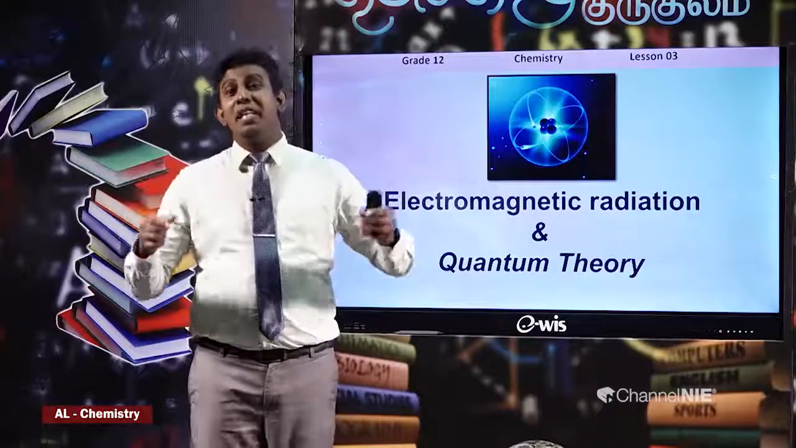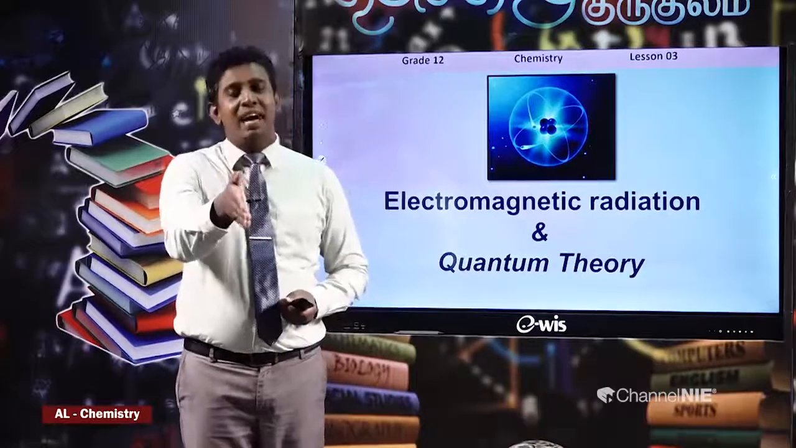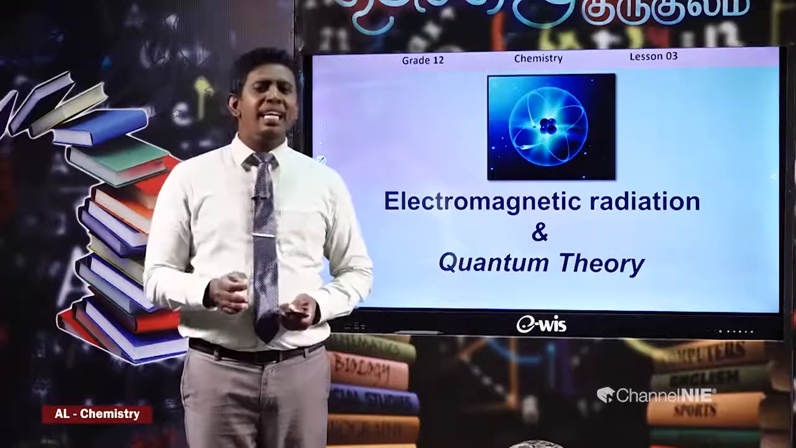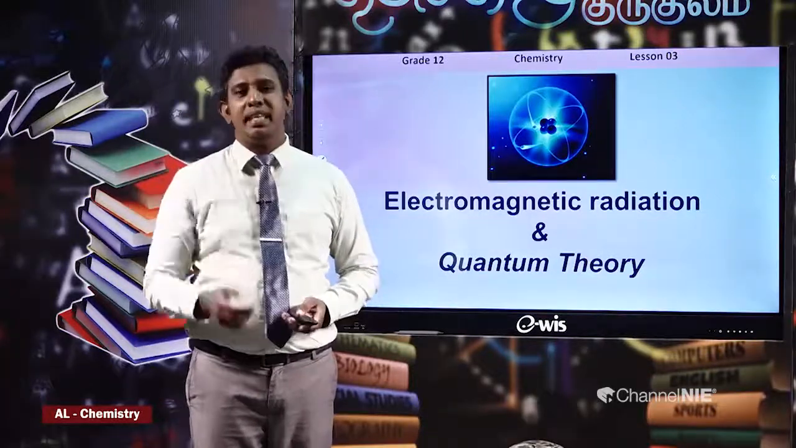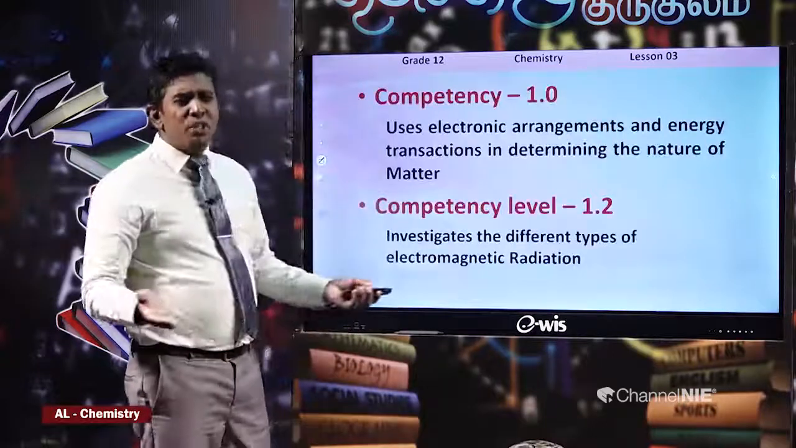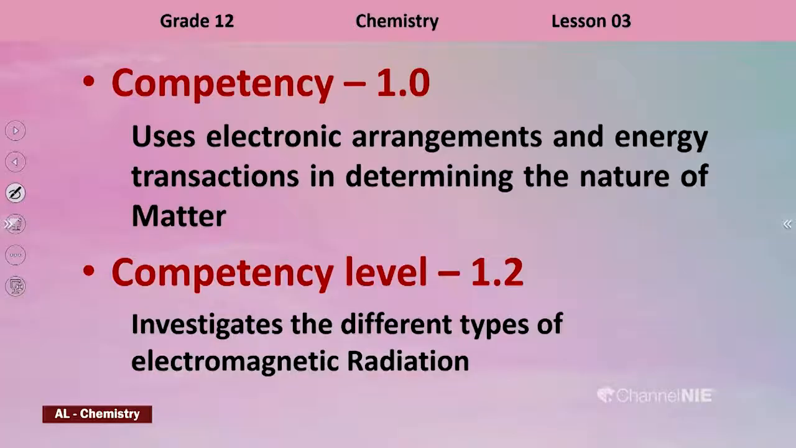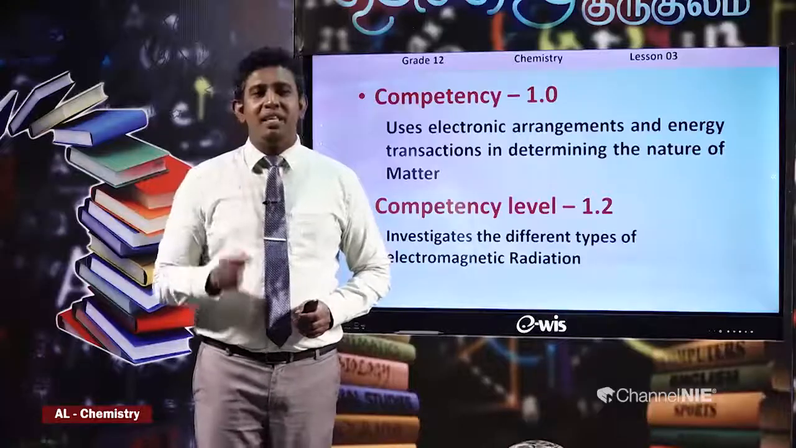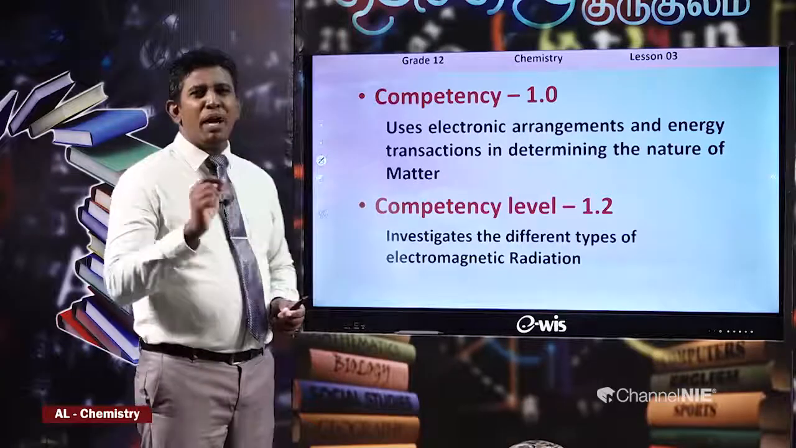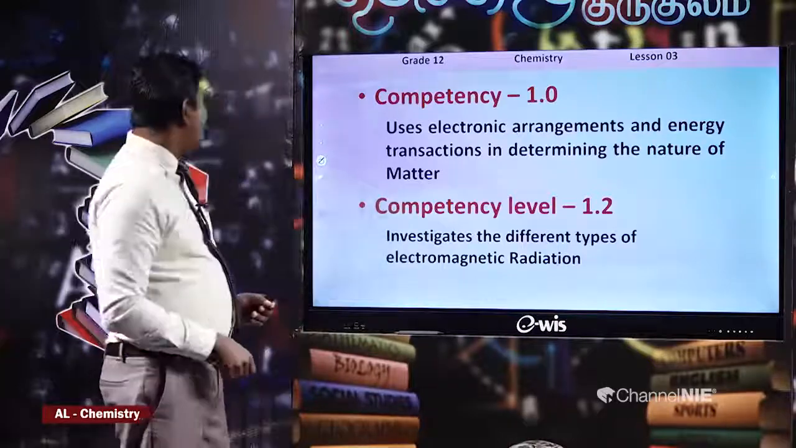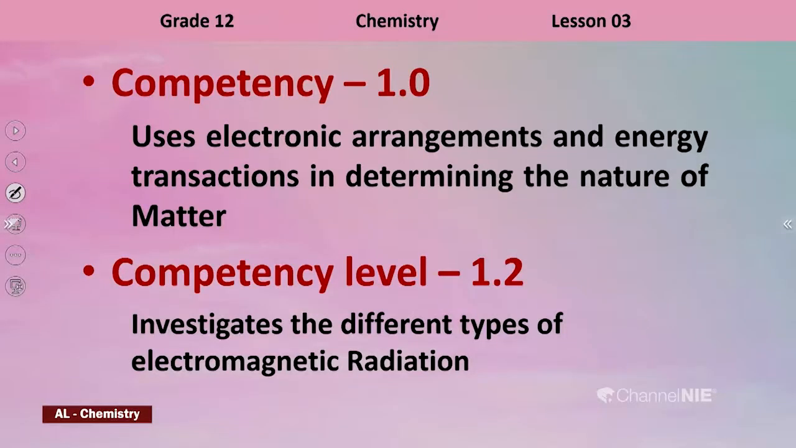So you might wonder whether we have any such topic in our very first unit. Yes, you have. It's under the very first competency level 1. Students, in competency level 1 it says, uses electronic arrangements and energy transactions in determining the nature of matter. Under that, we have competency level 1.2. Students, it says there, investigates the different types of electromagnetic radiations.